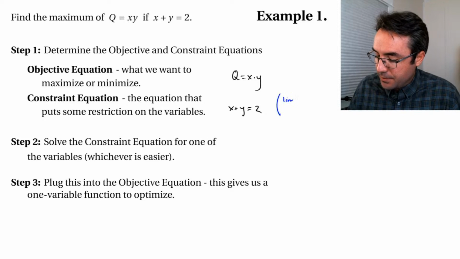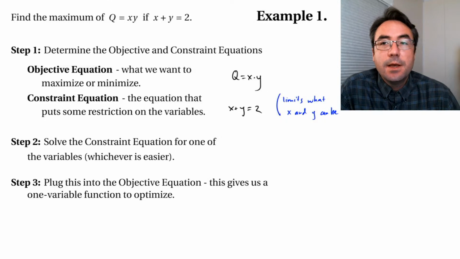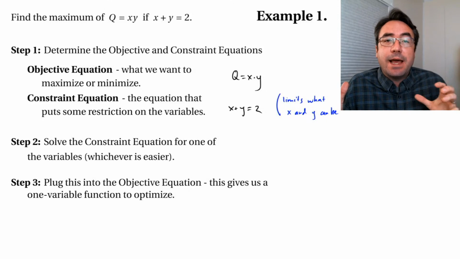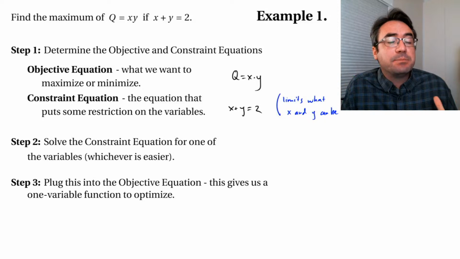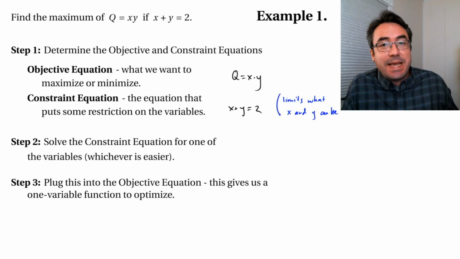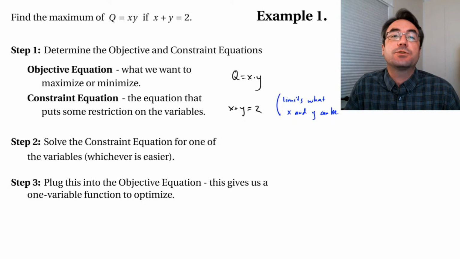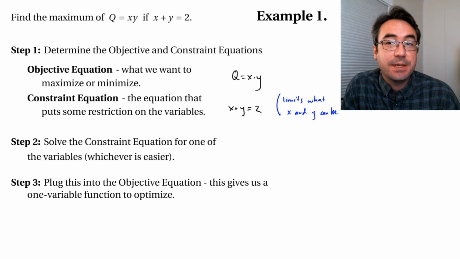So if we look at this equation, x plus y is equal to 2, x and y can't be anything. There's some restriction on what x and y can be. They have to add up to 2. So they can't just be anything. Their sum has to be 2. So the constraint equation puts some restriction on what your variables can be.